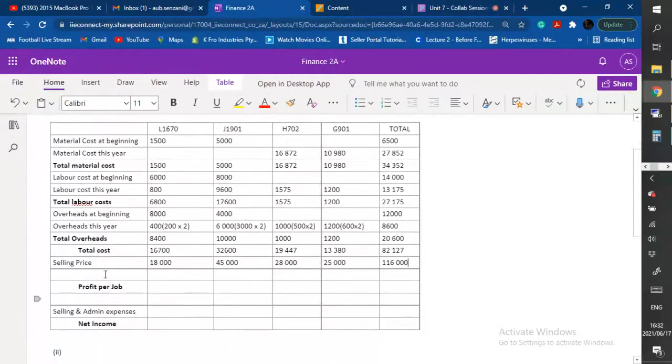Now the profit, obviously profit we know is your total income minus your costs, so your total selling price minus your costs. So again, this is literally a plus minus job. This is going to be 1,300. This is going to be 12,400. Nice profit there. 8,553. 11,620.